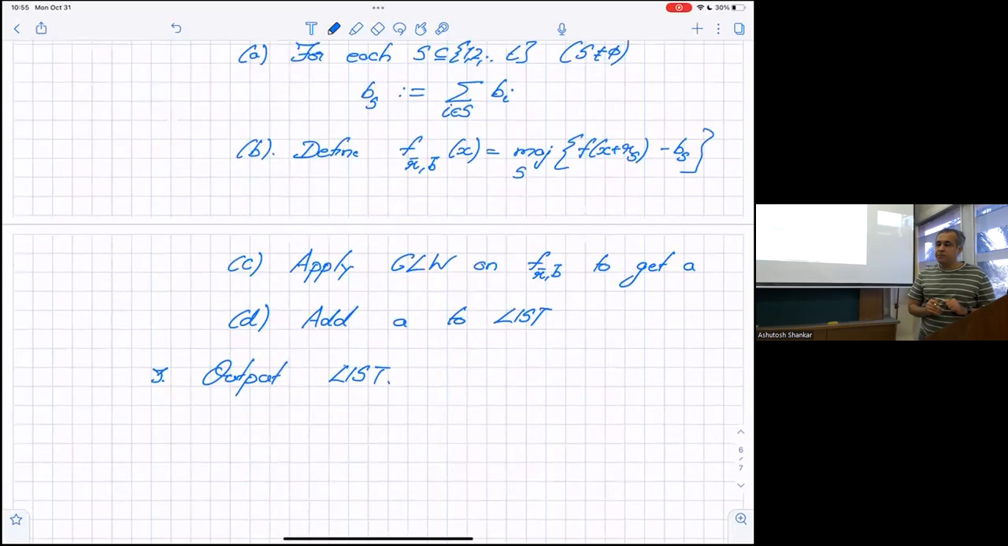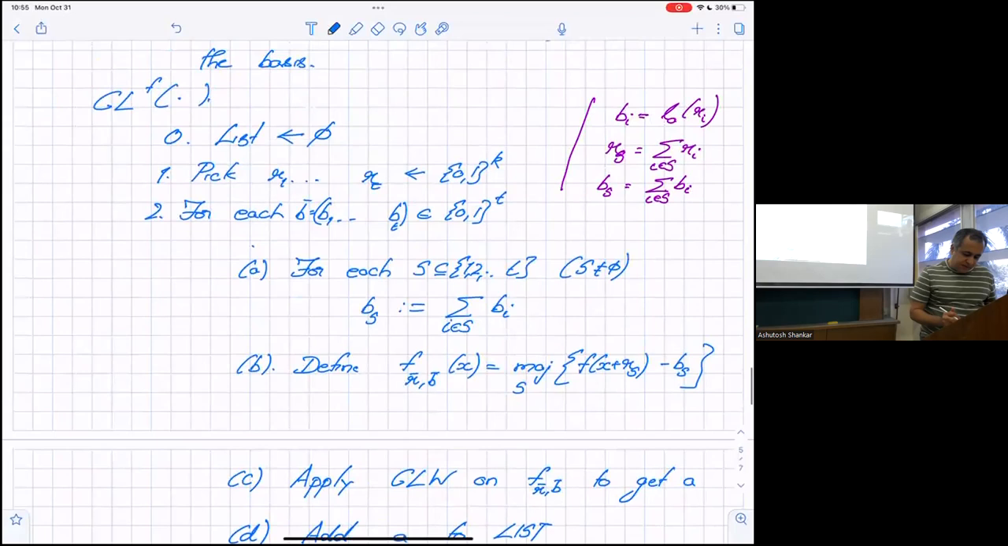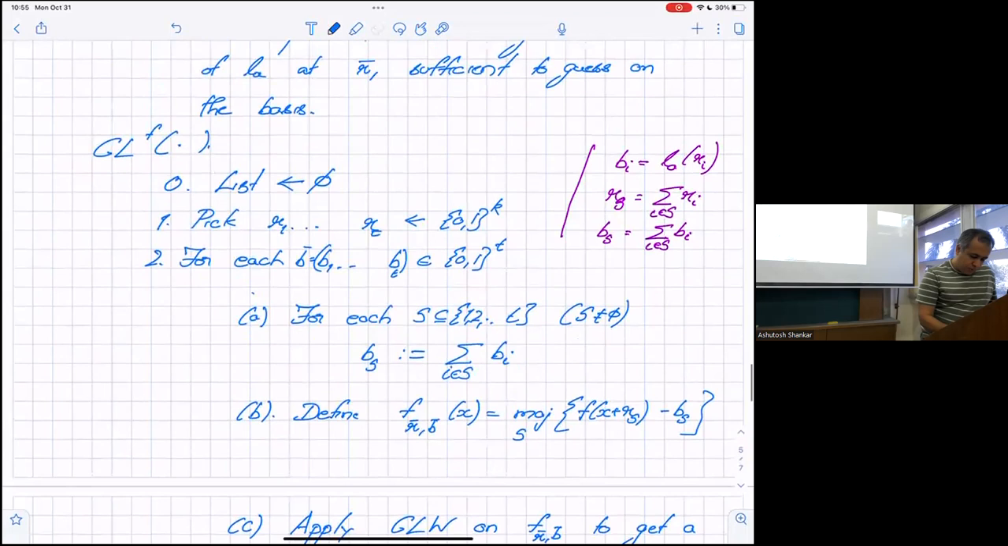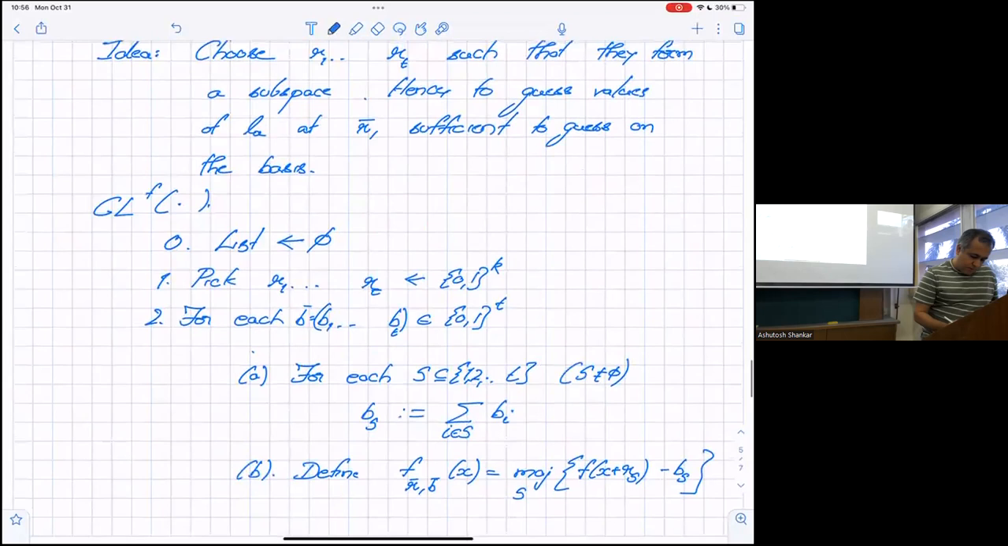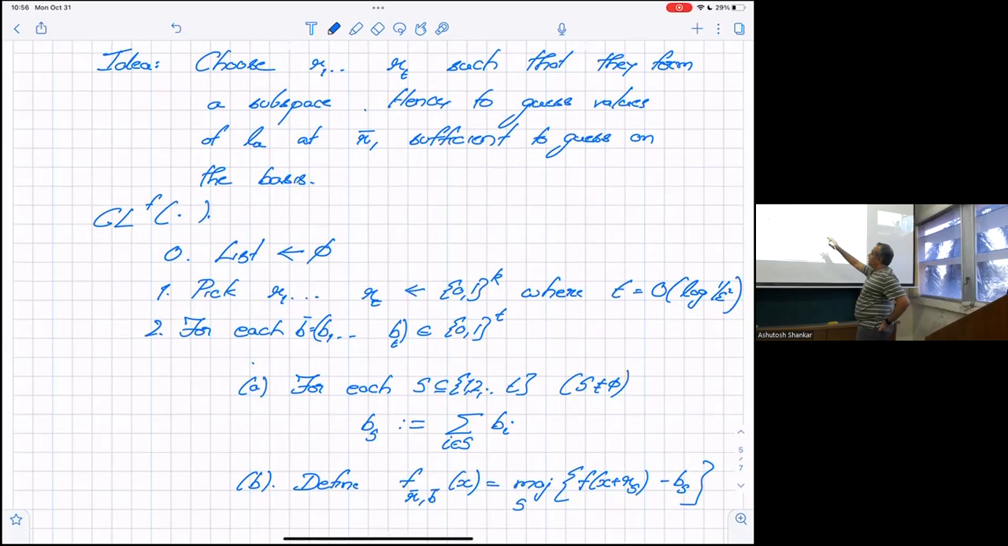So let's look at the running time. Eventually we will be setting t, where previously t was order 1 over epsilon square. Now t can be order log 1 over epsilon square. You could shrink t, you just need to pick one random point; the other random points are just linear combinations of these. So t is going to become considerably small.